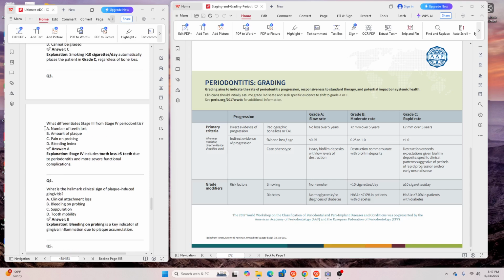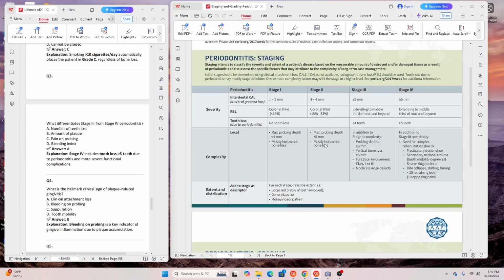Correct? Let's solve one more question. What differentiates stage 3 from stage 4 periodontitis? Let's go here. Let us just see. Both have more than 5 mm of interdental clinical attachment loss. So that's a similarity. That is not a differentiation. The radiographic bone loss extending to middle third of root and beyond, which is also same. So this is a similarity, again not a difference. Tooth loss. Stage 3 has less than 4 teeth loss and stage 4 has more than 5 teeth loss or equal to 5 teeth loss. Okay, this is a difference.